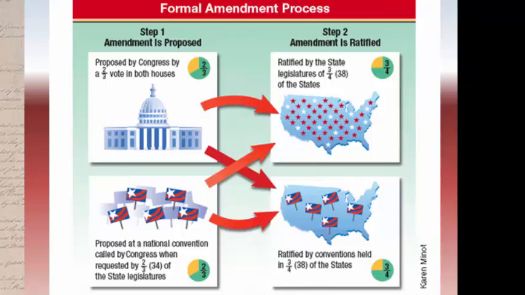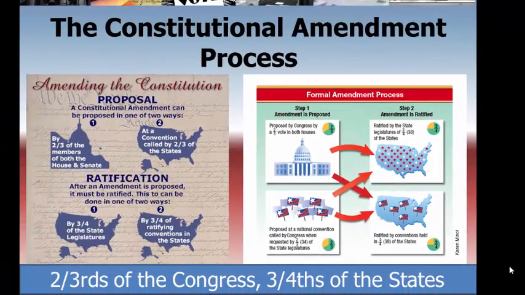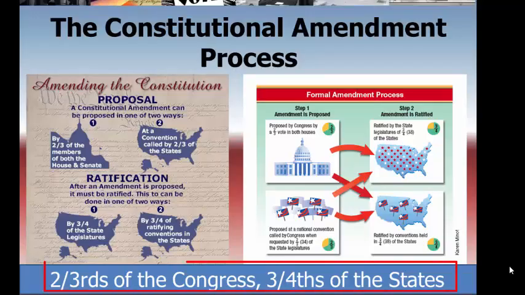Now, the second part of the amendment process is to be sent to the states for ratification, where either state legislatures or state conventions must vote by a 3/4 majority to ratify or approve the amendment. So for your state exam, let's keep it simple. 2/3 of the Congress, 3/4 of the states. That's how you make an amendment so great.